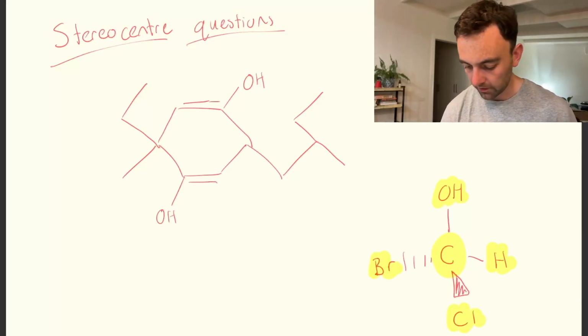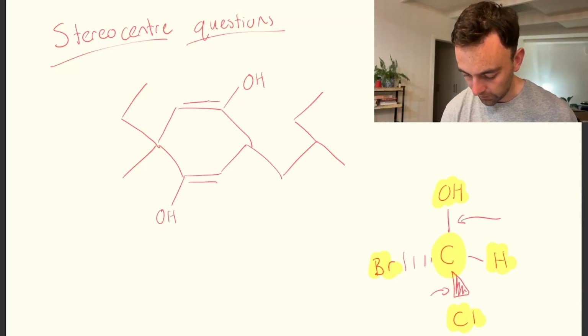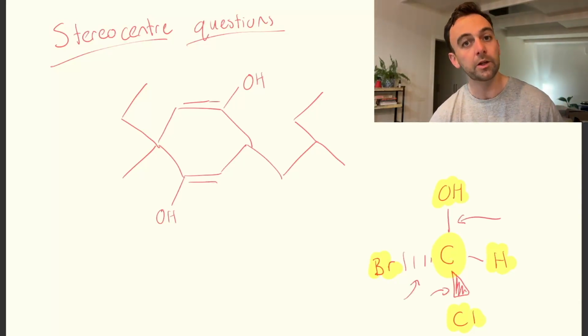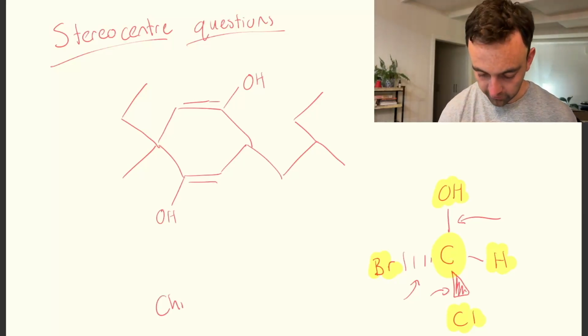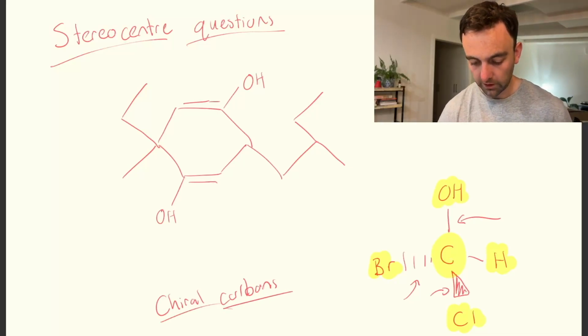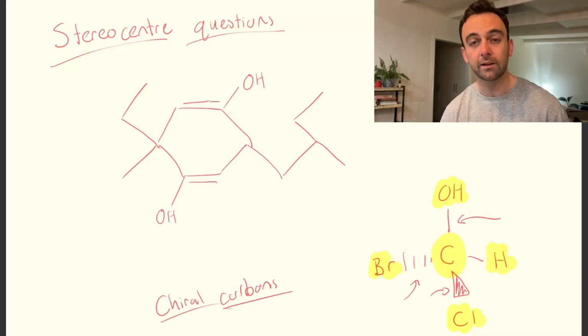Don't worry too much about these lines that look a little bit funny, like these two over here. I'll explain what they mean later, but for now, all you need to know is that those lines and those triangles just mean bonds between the carbon atom and all those things that are attached to it. You may also see stereocenters referred to as chiral carbons. These two are exactly the same thing, so if you see anything about a chiral carbon or stereocenter, it means you need to find carbon atoms that are bonded to four different groups.